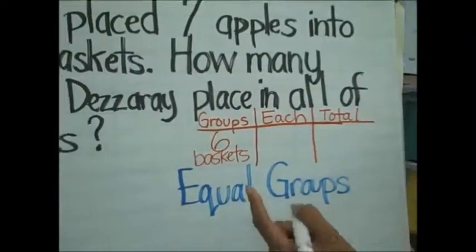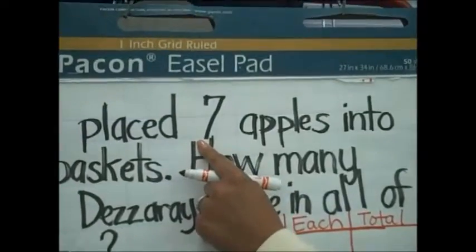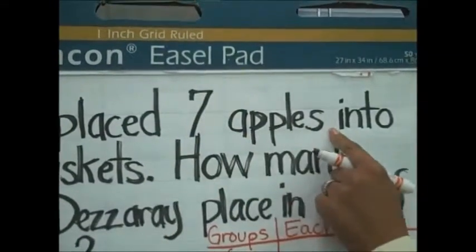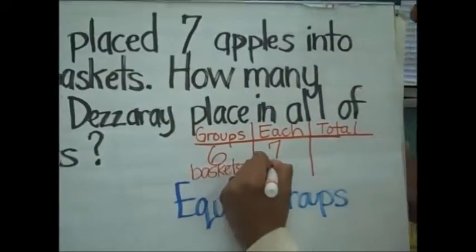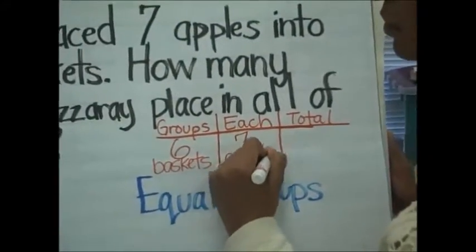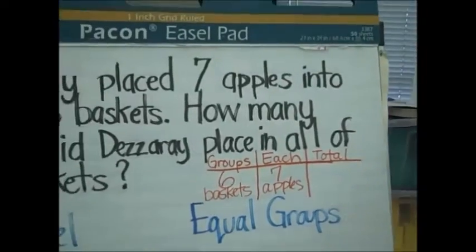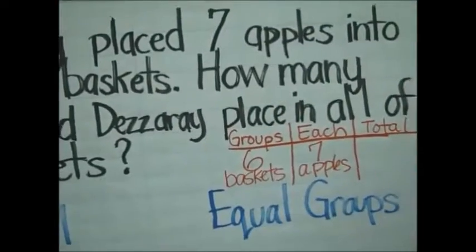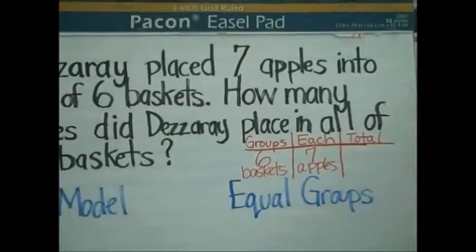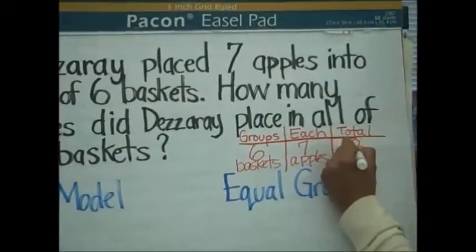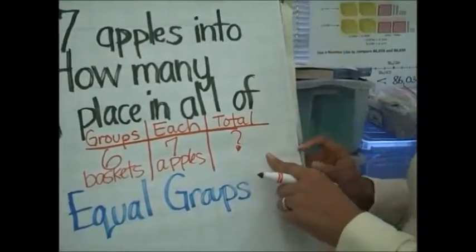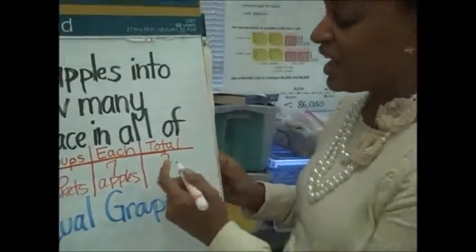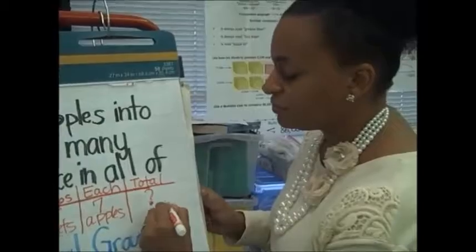So I know I will have 6 groups, which represents my baskets. And in each basket, it says right here that she's going to place 7 apples into each. So 7 apples. Then my question says, how many apples did Desiree place in all of the baskets? So I'm looking for my total number of apples. If I don't know my total, then that tells me that I will be using multiplication.